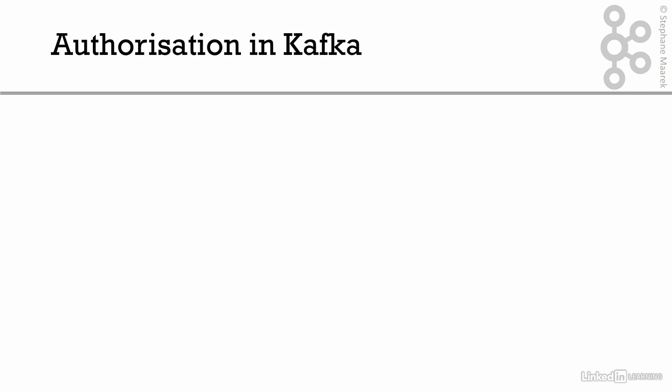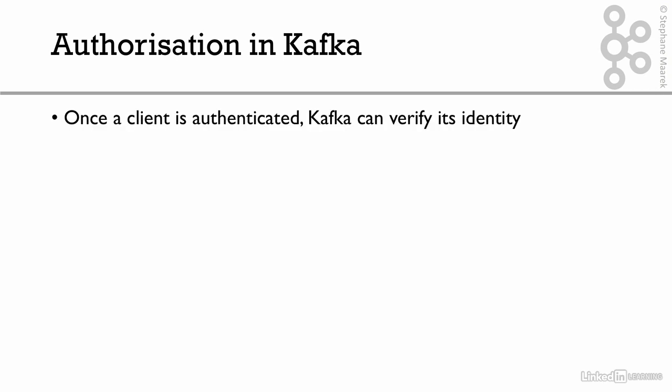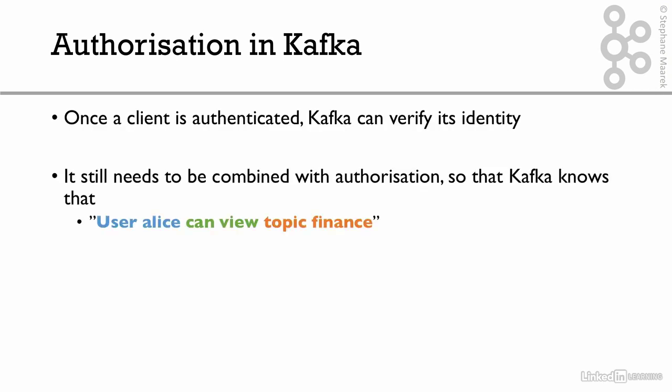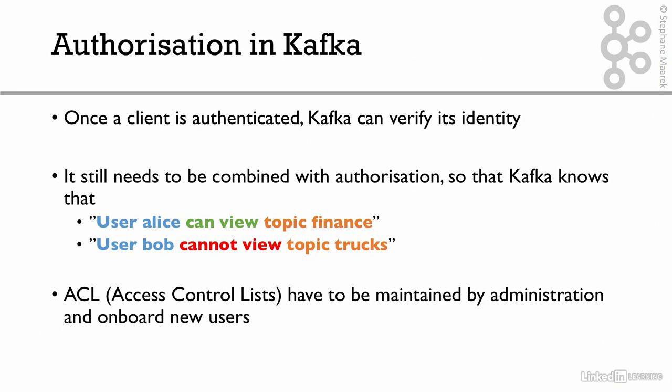Okay? And when our clients are authenticated to our Kafka cluster and we know who they are, then we have to authorize them to do what they're supposed to be doing. So basically, we can say, hey, user Alice, an application named Alice, can view topic finance, or user Bob cannot view topic trucks, etc. All these rules you have to write down, such as your users are authorized to do certain things on topics and groups and cluster, and not authorized to do other things. This guarantees that an application won't, by mistake, write to a topic it's not supposed to write to and all of a sudden break everything, okay? These are called ACLs, or access control lists, and they have to be maintained by the administration team and help have a process to onboard new users.